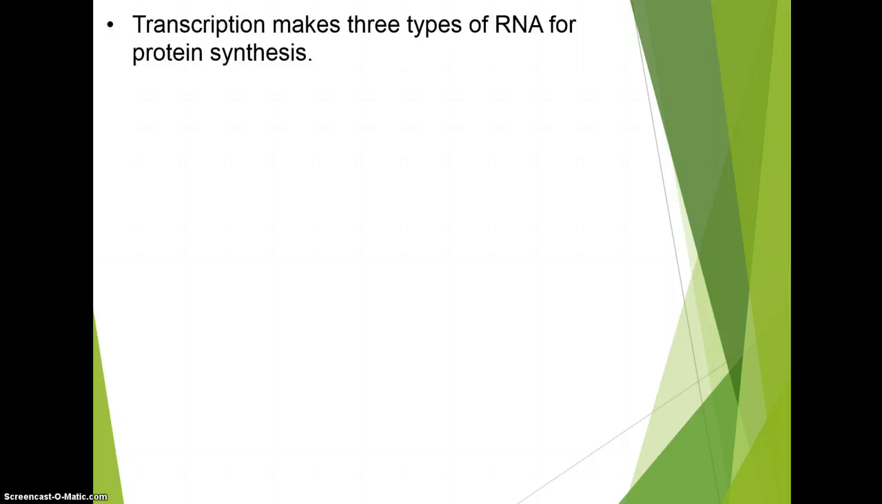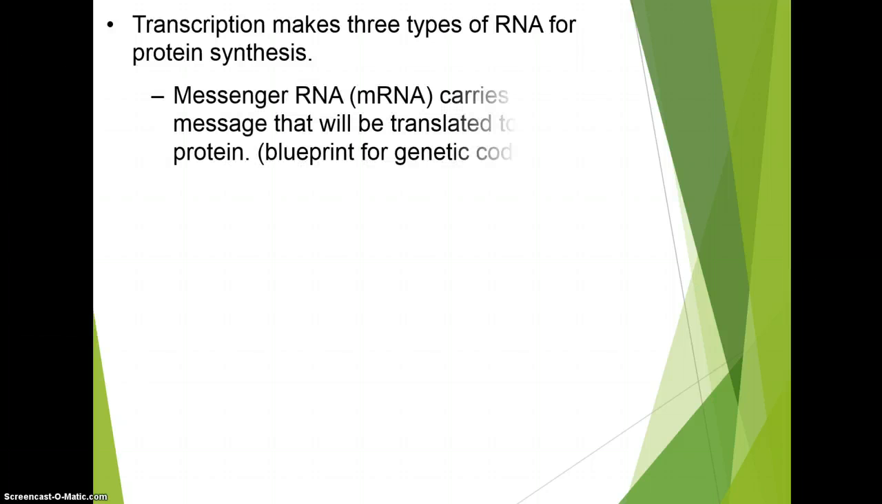Transcription makes 3 types of RNA for protein synthesis. Mr. O'D already talked about mRNA. mRNA is messenger RNA because it carries the DNA message, or that blueprint, that is going to be translated to form a protein. So it's the messenger. It takes what DNA says and passes it on.